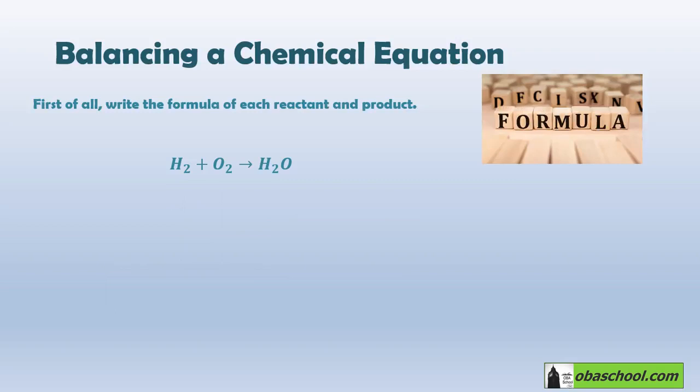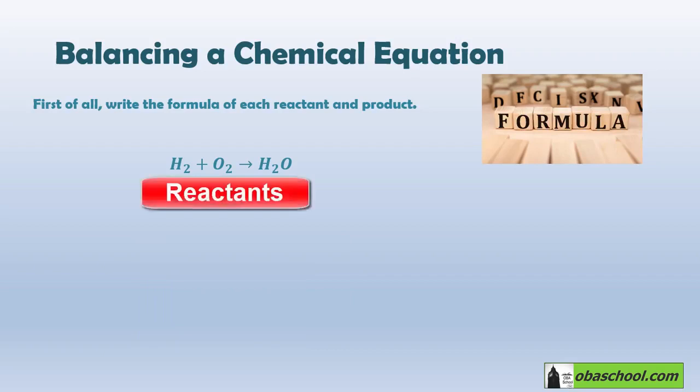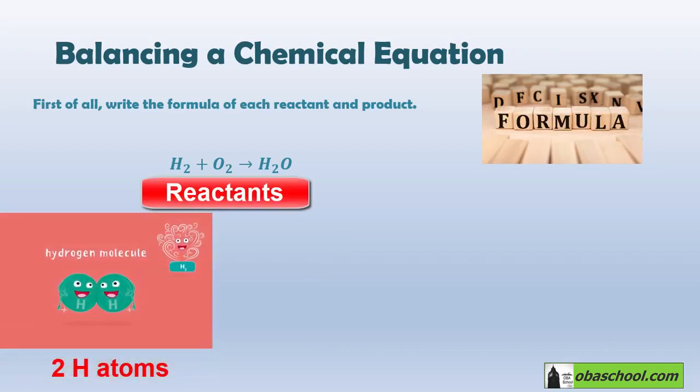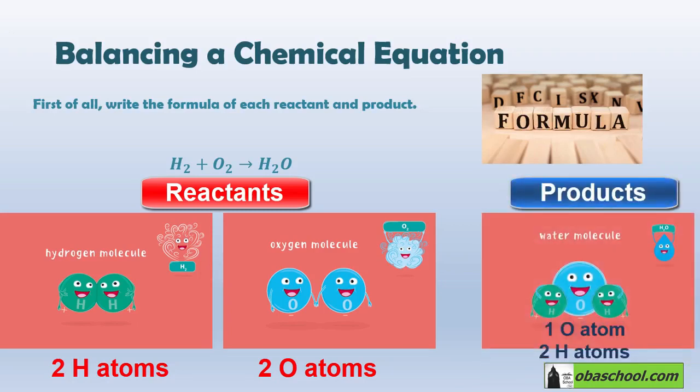The next step will be to count the number of atoms of each element on both sides. So on the reactant side, we have 2 hydrogen atoms, and this is a hydrogen molecule, and 2 oxygen atoms as well, forming the oxygen molecule, as you can see. On the other hand, on the product side, we have 1 water molecule, which is made up of 1 oxygen atom and 2 hydrogen atoms. The oxygen atom is connected to each hydrogen atom with a chemical bond.